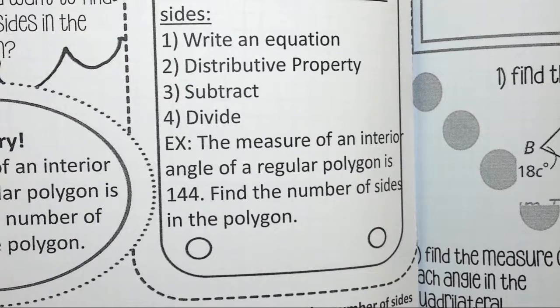Let me try again. How about someone else read that for me? The measure of an interior angle of a regular polygon is 144. Find the number of sides in the polygon. Fantastic. Thank you so much.